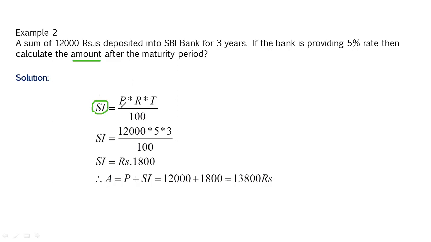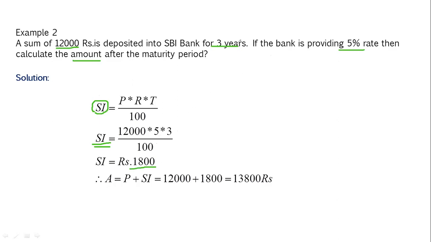We know the formula SI is equal to PRT upon 100. What is P? 12,000. What is R? 5%. What is T? 3 years. So just calculate SI. So 12,000 into 5 into 3 divided by 100. So SI is equal to 1800.